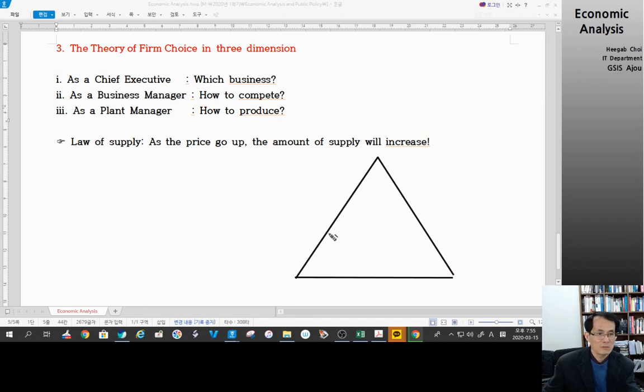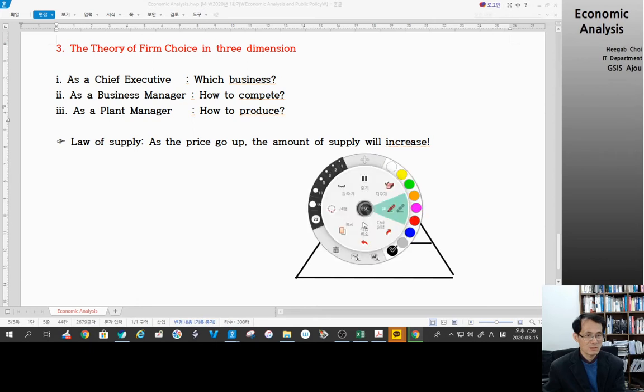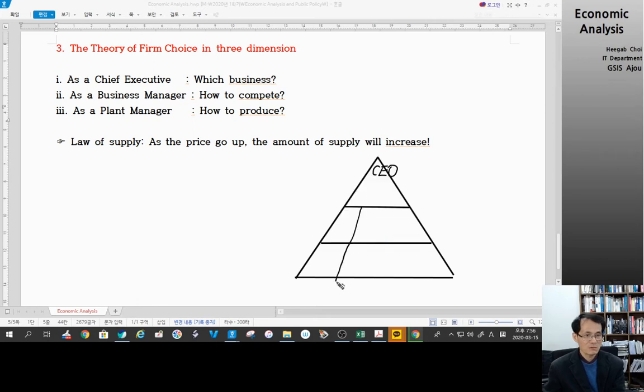Okay. We have three layers. Right. One layer and two layer. Now, we have our CEO here, right? CEO, chief executive. And here we have usually a typical firm has several divisions following the production lines, right? Different divisions have different lines of product. So we have different divisions, right? So it's a division.